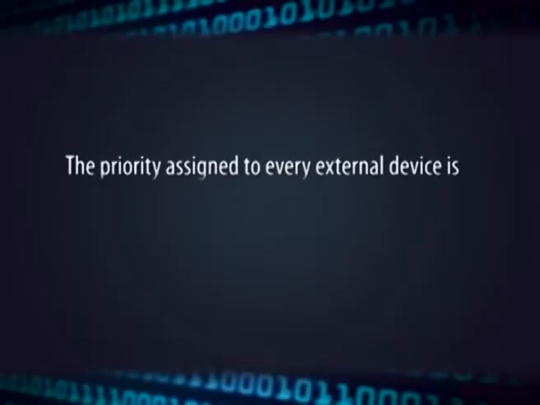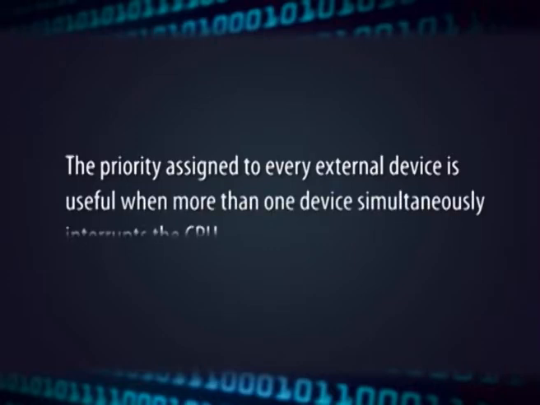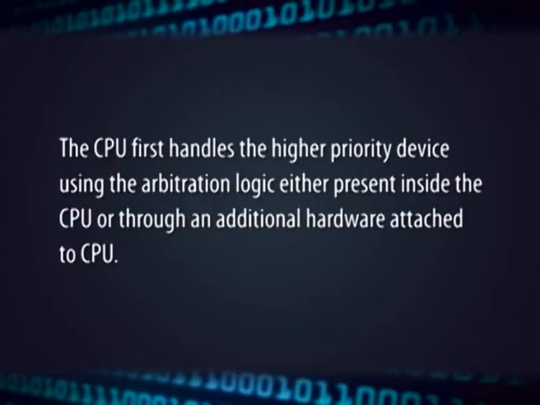The second design issue is to decide the priority of various connected devices. The priority assigned to every external device is useful when more than one device simultaneously interrupts the CPU. The CPU first handles the higher priority device using the arbitration logic either present inside the CPU or through an additional hardware attached to the CPU.